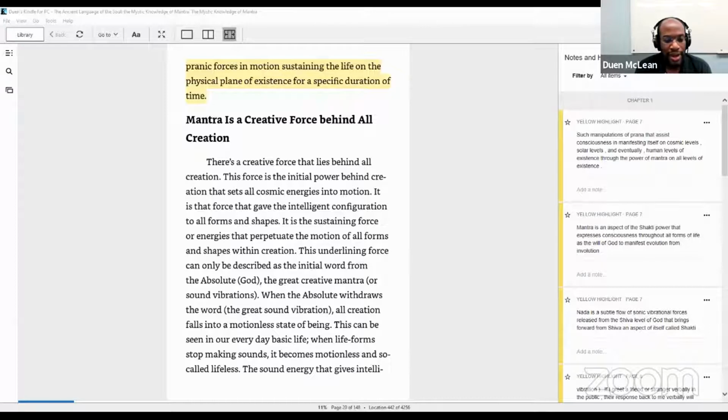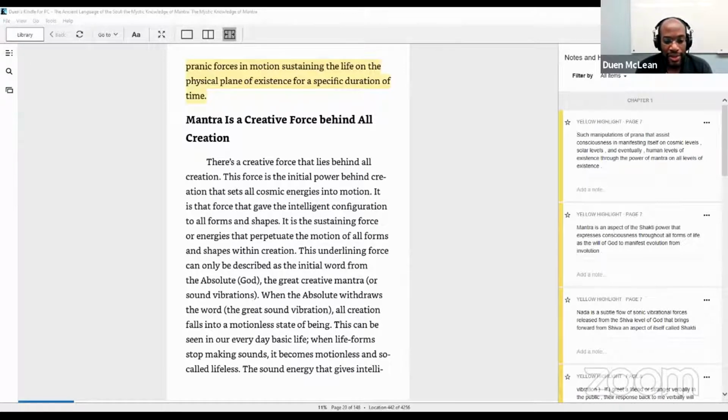This underlying force can only be described as the initial word from the absolute God. The creative mantra, or sound vibrations. When the absolute withdraws the word, the great sound vibration, all creation falls into a motionless state of being. This can be seen in our everyday basic life. When life forms stop making sounds, it becomes motionless and so-called lifeless.